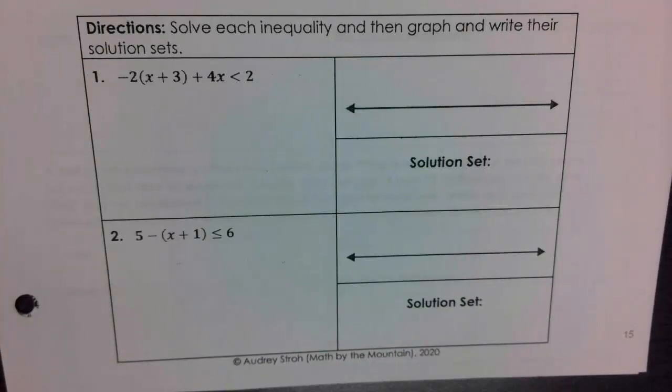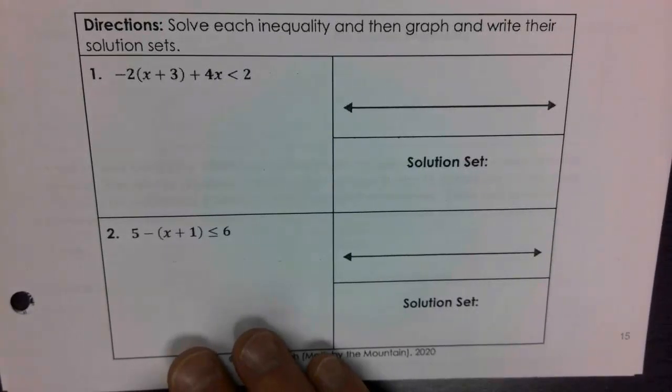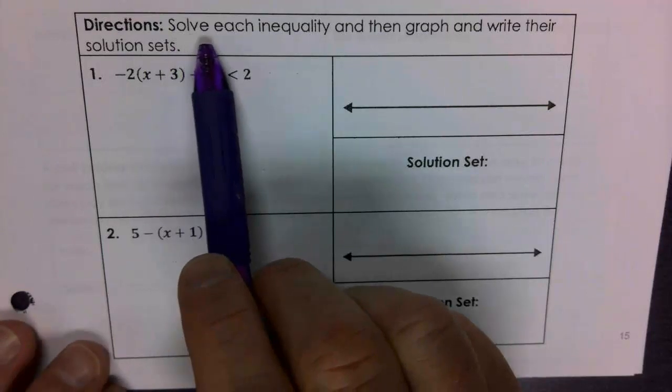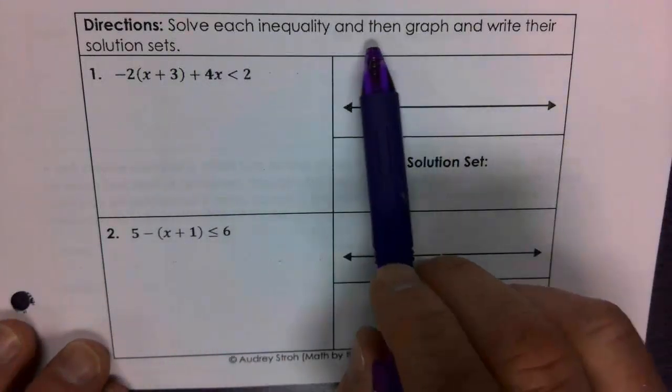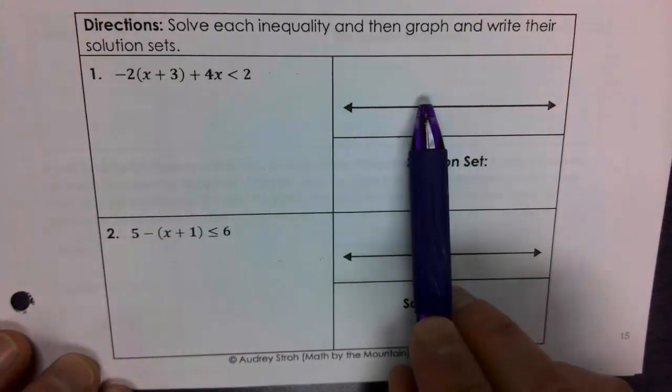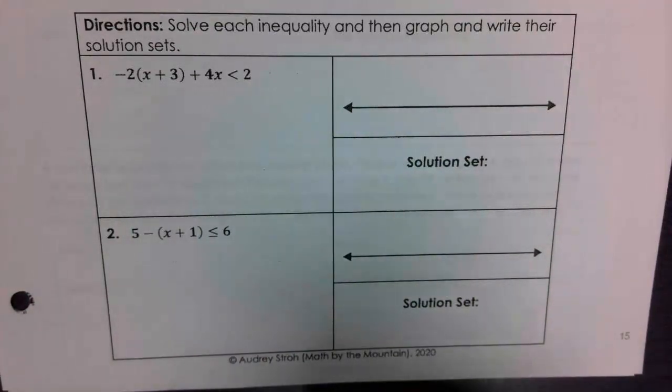This is lesson 9. We're going to do multi-step equations. You have 4 examples. We're going to do 2 of them together. So the directions state solve each inequality and then graph and write the solution set. So we're going to graph it here and write the solution set here. So let's go ahead and solve it.